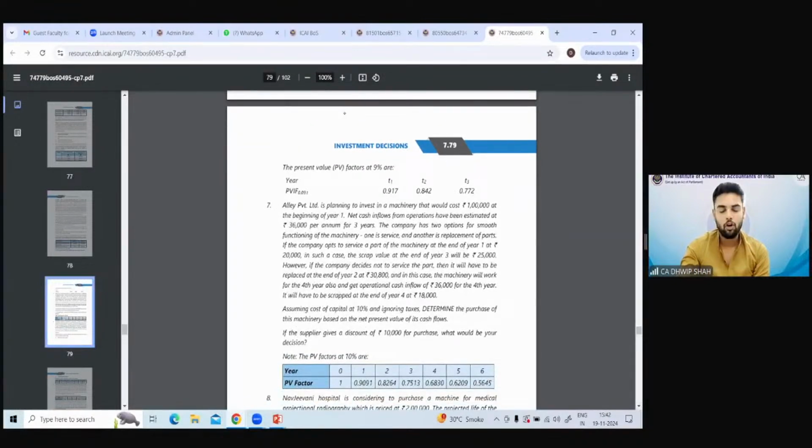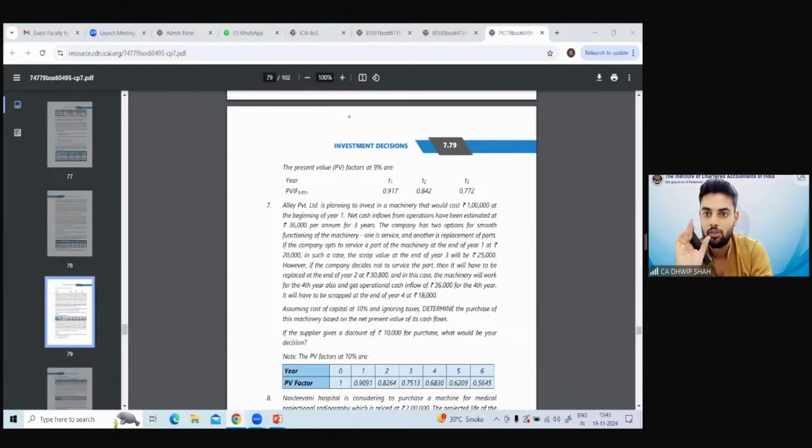The problems given in the module are quite good questions. They are testing your knowledge from all the concepts. So these questions are quite good for practice purposes. Okay, let's move ahead. LI Private Limited is planning to invest in machinery that would cost 1 lakh at the beginning of year 1. Means at the start of the project.